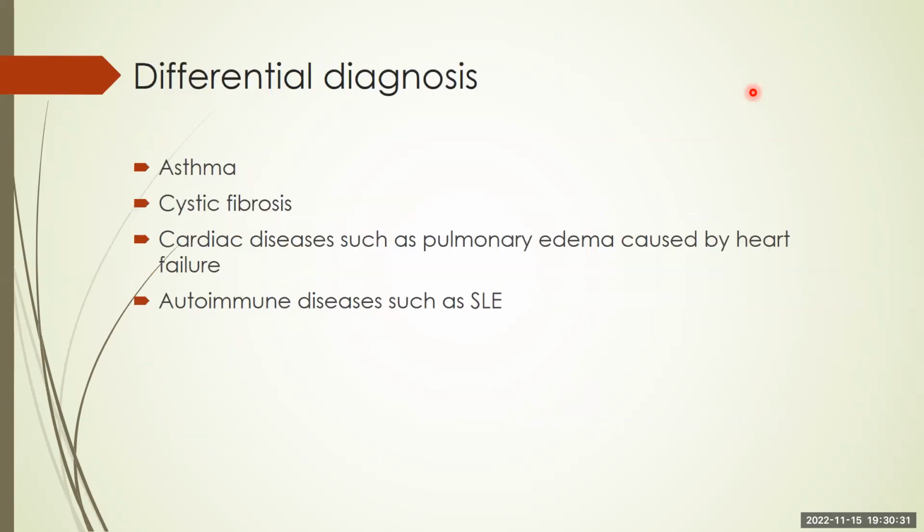For the differential diagnosis, we have asthma, cystic fibrosis, cardiac diseases such as pulmonary edema, which is caused by heart failure, and autoimmune diseases like SLE.